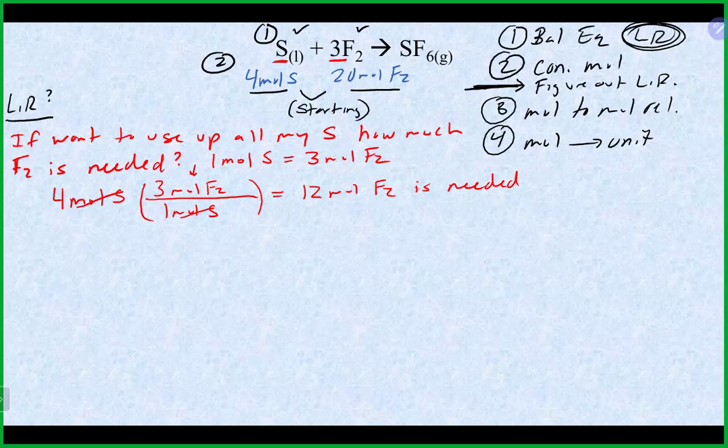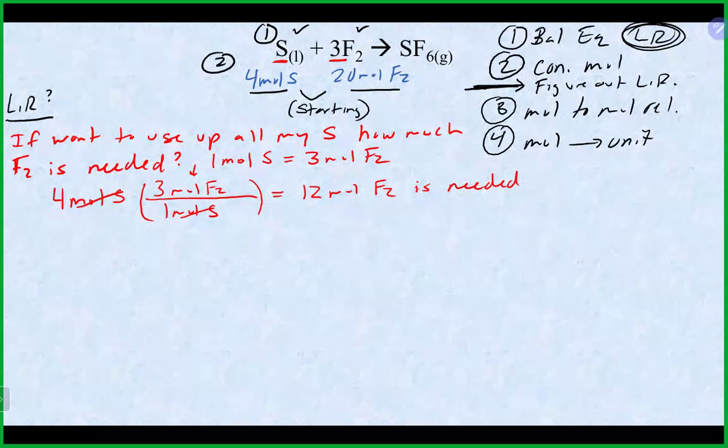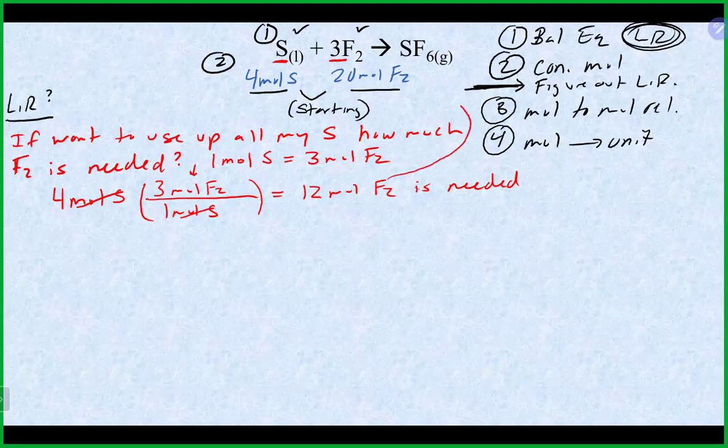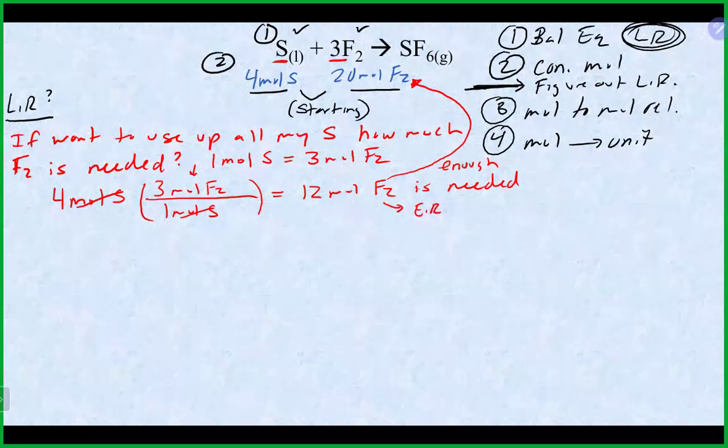Now, what do we do with that number? Well, I now have calculated that if I want to use up all my sulfur, I need to put in there 12 moles of fluorine. How many moles of fluorine did I start with? I'm going to take this number and compare it to how many moles of fluorine I started with, and I started with 20 moles. So I need 12. I started with 20. Do I have enough? I do. So because you have enough, that means that fluorine is going to be your excess reagent, and sulfur will be your limiting reagent.